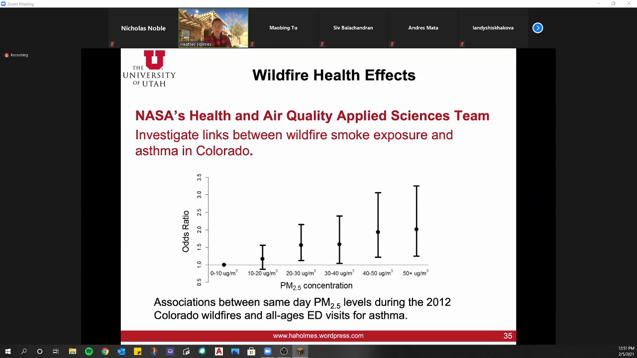This is an example from a colleague of mine, Matt Strickland, looking at the health impacts of smoke. They had some preliminary data from Colorado. What I'm showing here is that as the PM 2.5 concentration increases as you go to the right, the odds ratio, so the likelihood of going to the emergency department for asthma, increases. So this is what we would expect. And really, we want to be able to understand how much of the wildfire smoke is contributing to this versus the anthropogenic air pollution.